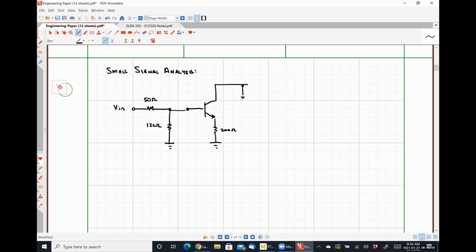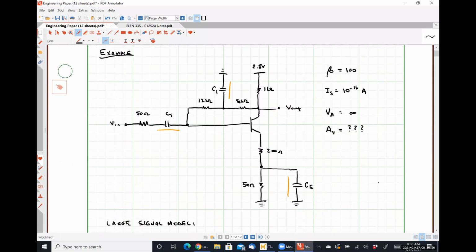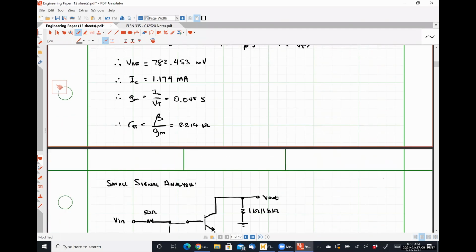Between my collector and ground, I have 1 kilo ohm in parallel with 8 kilo ohms, right? And then here is V out. So let me just double check I got everything in the place it's supposed to be. So yeah, 1K is in parallel with 8K. 12K is between the base and the ground. Everything seems reasonable here. All right.